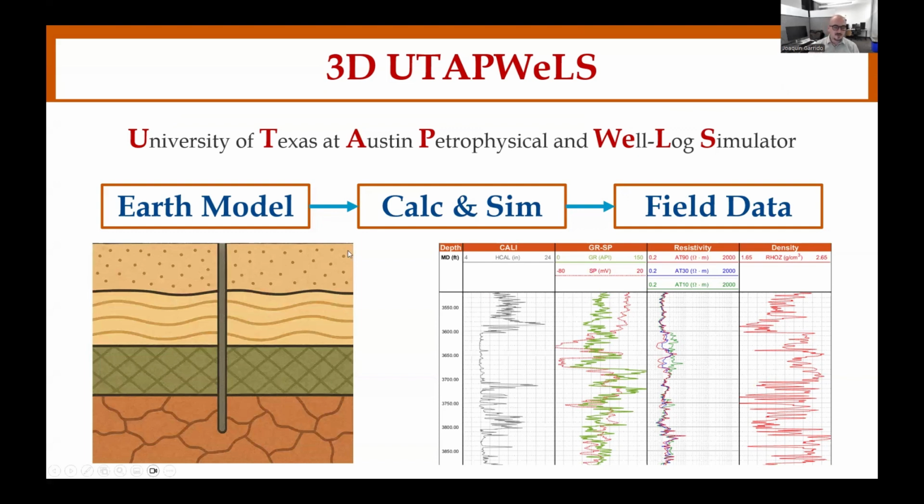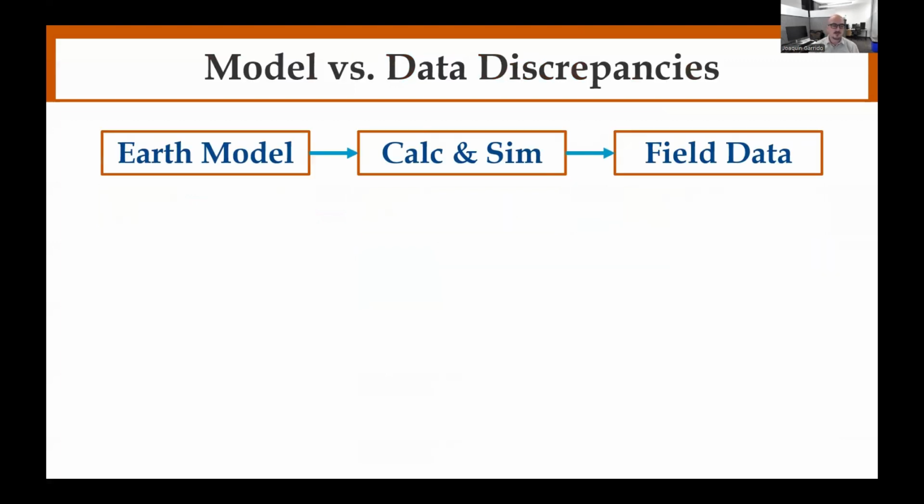In some cases, the Earth model and the field data are going to be very close. For example, if you have a single layer that has no variation whatsoever, when you log it for porosity, that porosity is probably going to be the real porosity. The resistivity is probably going to be the real resistivity, and so on. But there's a number of cases where that's not going to be the case. So when can we say that using the field data directly as if they were physical properties is correct? And when is that not correct? And this is probably the core of the question, why UTAPWeLS?